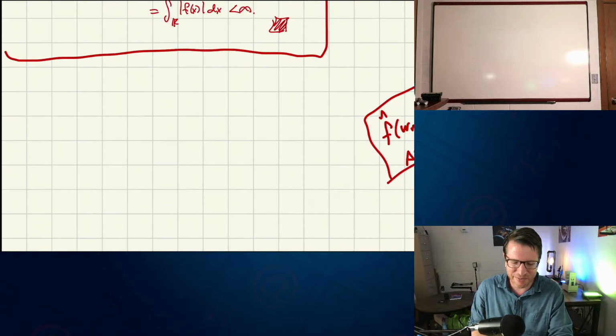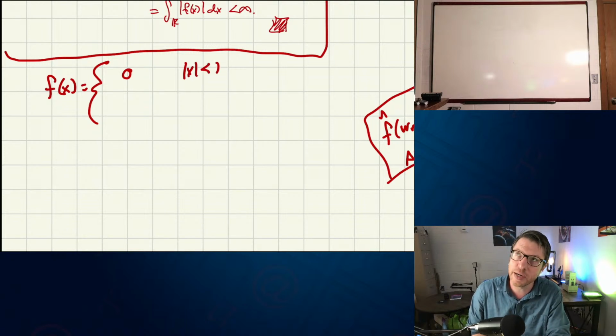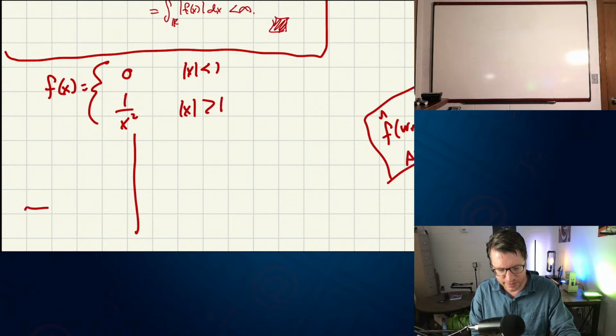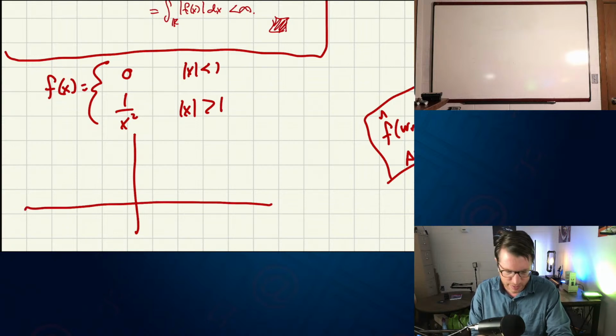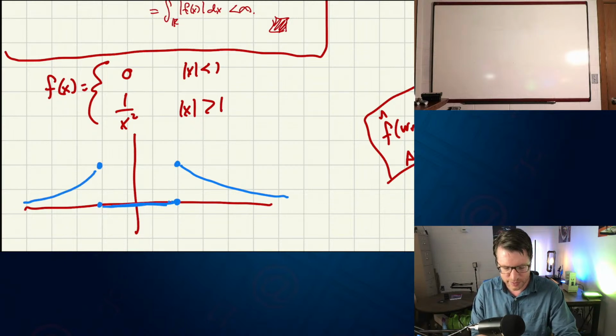So basically, let's take a look at a function. Let's say f of x is equal to 0 for the absolute value of x less than 1, and for the absolute value of x greater than 1, let's make it 1 over x squared. So you get a function that looks like this. Let's change colors. It's going to be 0 here, and then it goes 1, boop, and it goes 1, boop.